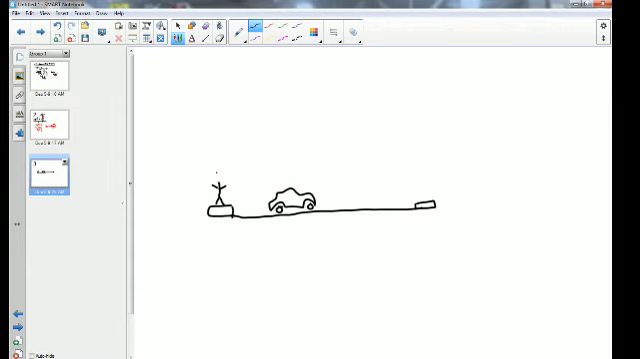Why did you have to go on the sidewalk? Where did it come from? It's parked. It's a parking lot. Are you sure? It's a parking lot.